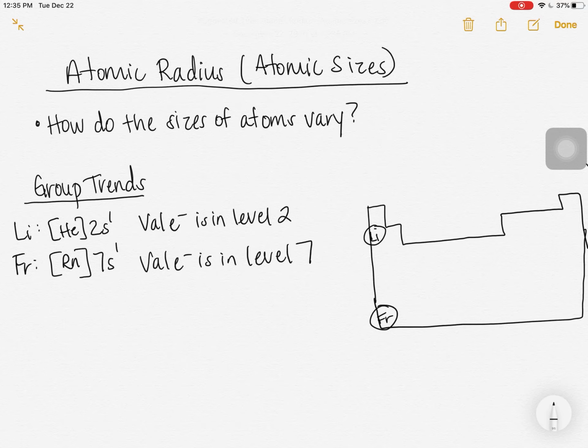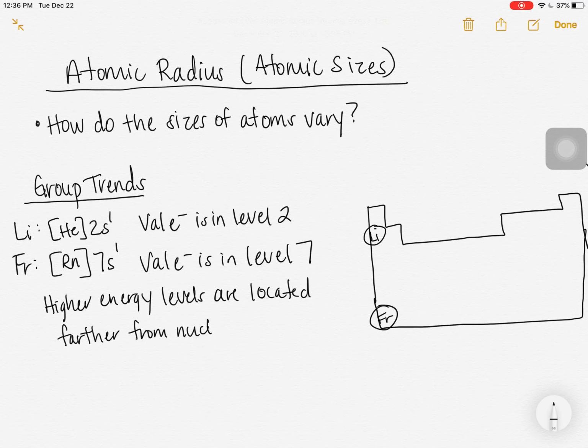Well, what do we know about the energy levels? The higher the energy level, the farther it is from the nucleus, right? So how can I write that? A higher energy level. Energy levels are located farther from the nucleus.